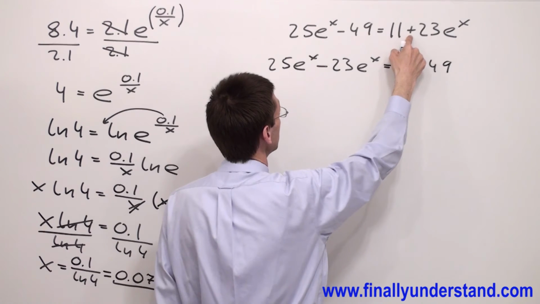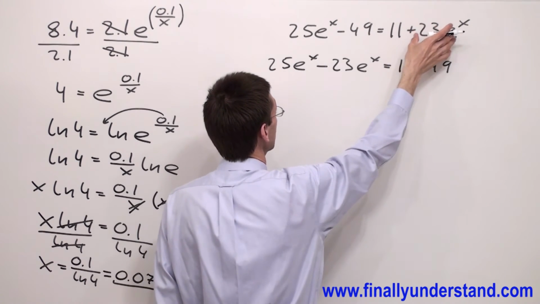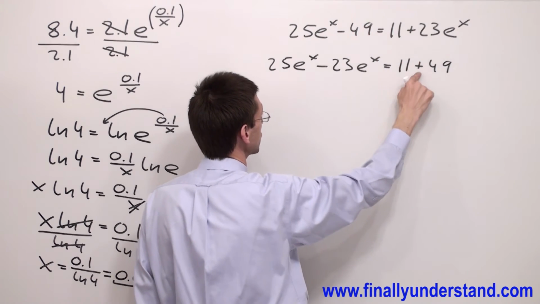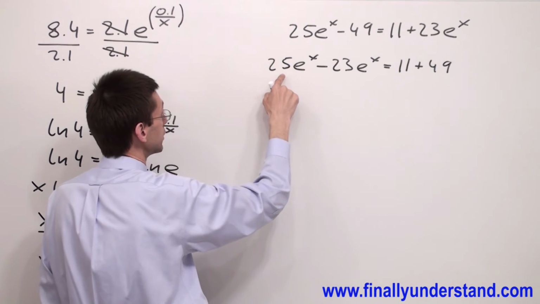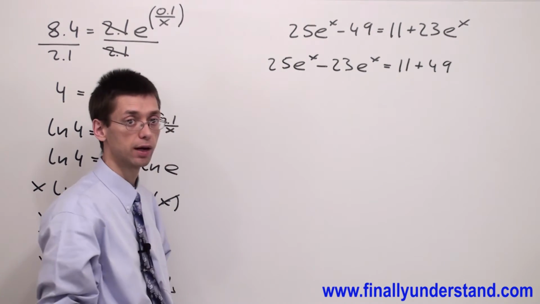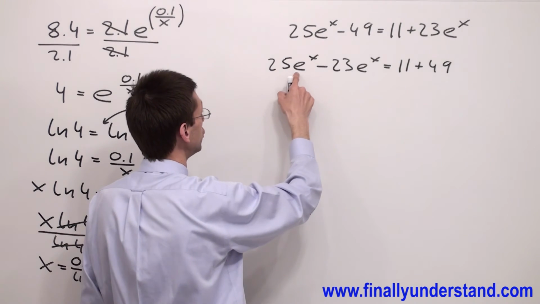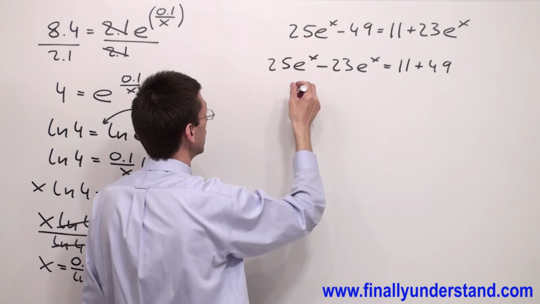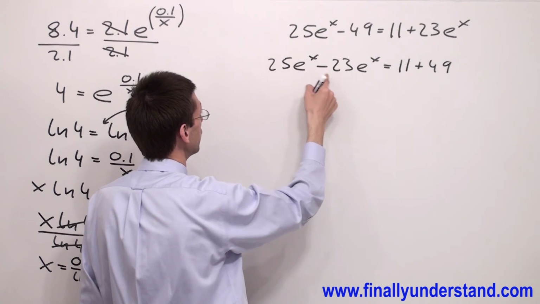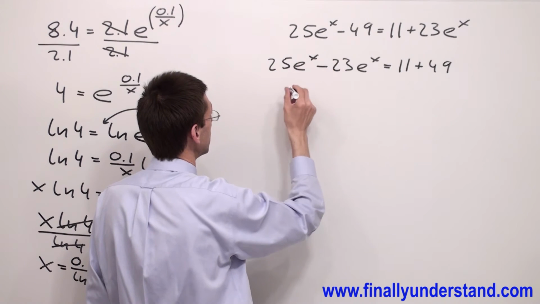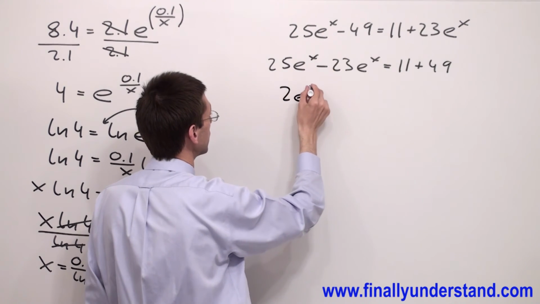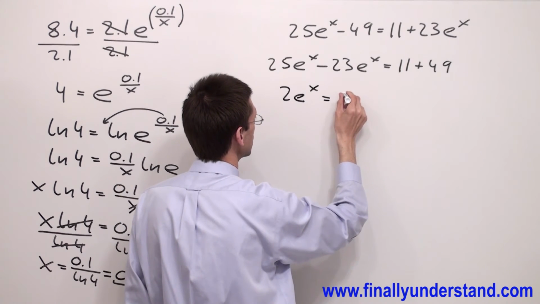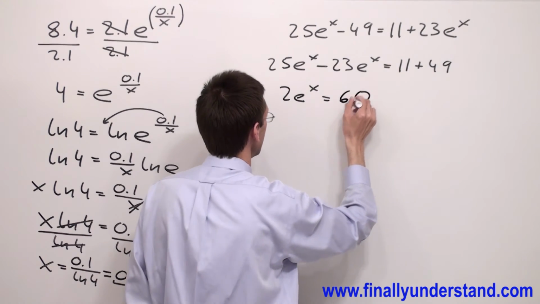Remember, you have to change the sign anytime you move something from the right side to the left. And I also moved negative 49 from left side to the right. That's why I changed the sign over here. Next, I'm supposed to apply regular algebra. I have 25e to x minus 23e to x. These are the like terms, so I can subtract them. 25 minus 23 is 2e to x equals 11 plus 49 is equal 60.